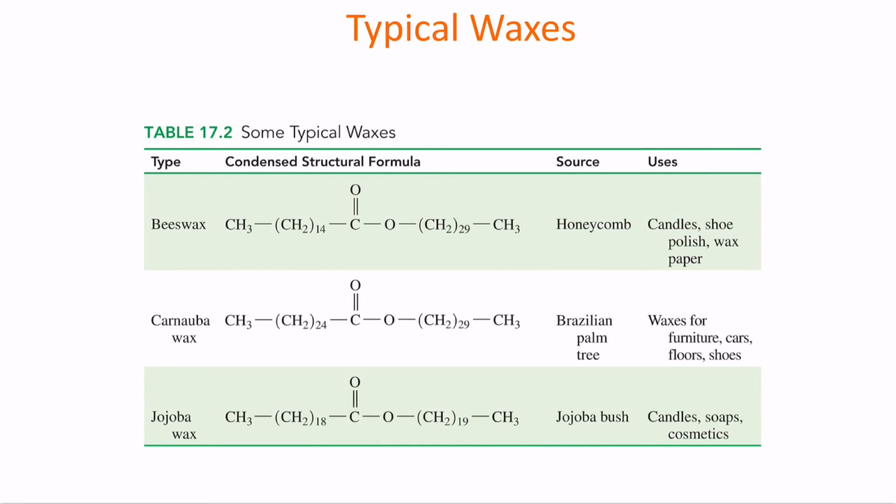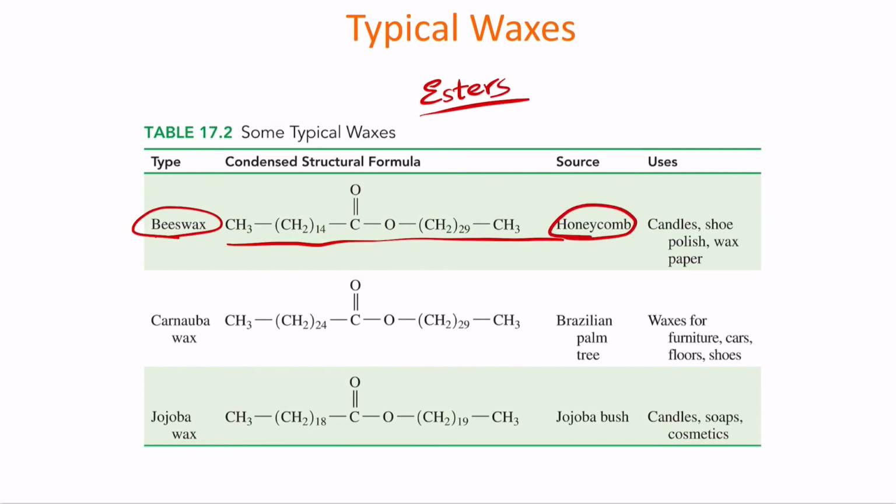Now, some examples of this is beeswax. Beeswax contains a long chain structure. These are esters. Remember that these are long chain esters. The source of beeswax is the honeycomb, and it's used for candles, shoe polish and wax paper. You have carnauba wax, which is also the same kind of ester. The source of it is the Brazilian palm tree. It is generally used for waxes for furniture, cars, floors or shoes.